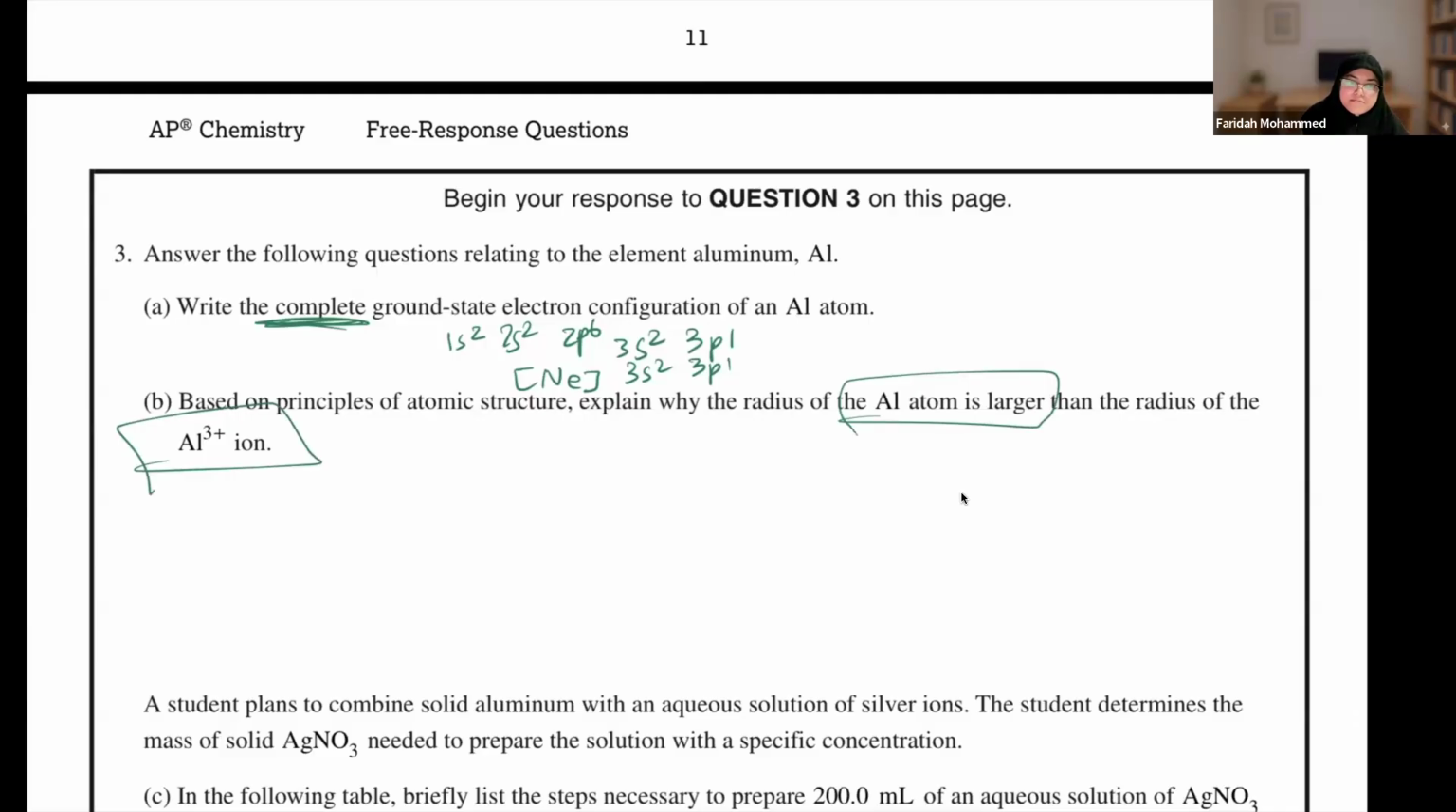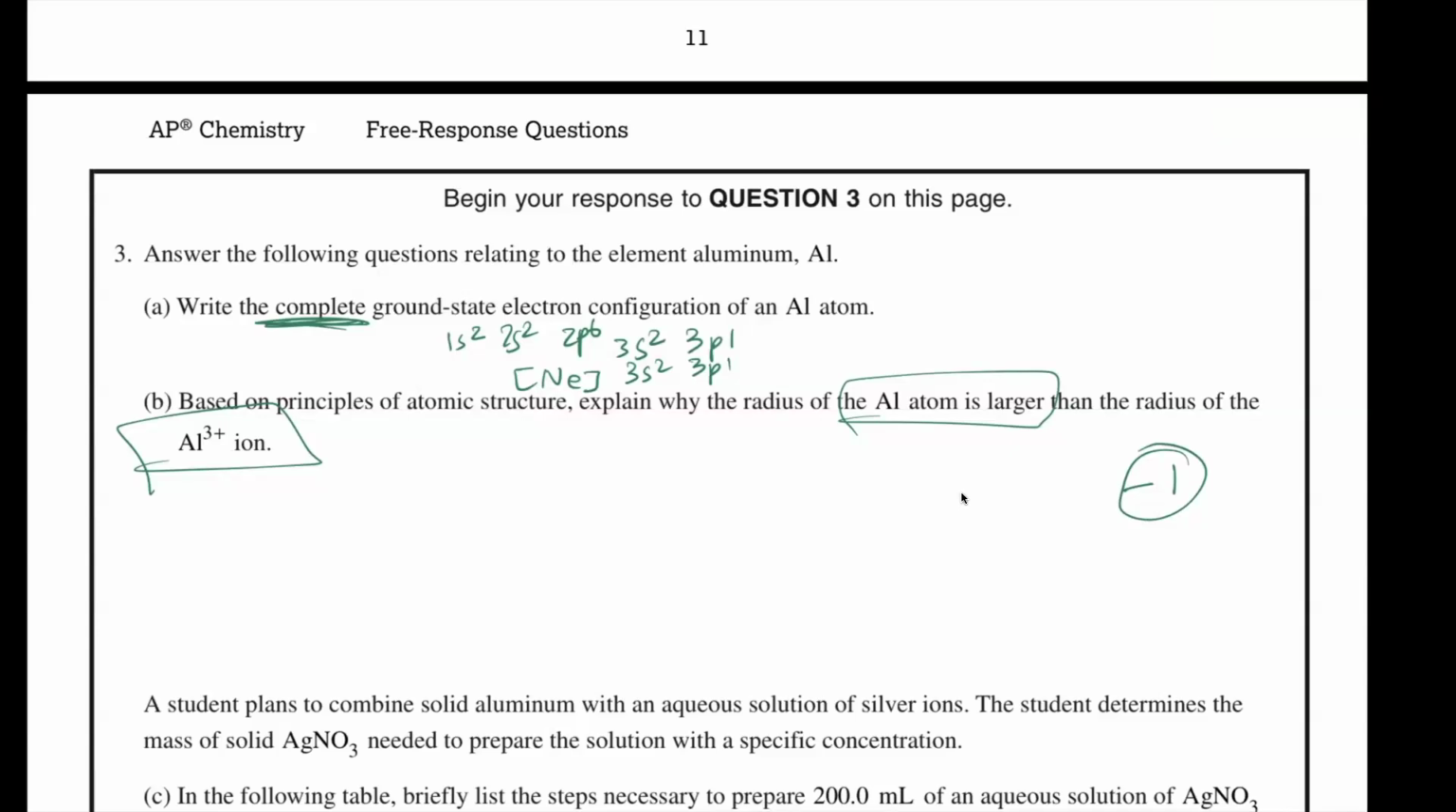Sakit? I put that Al3 plus has less electron shielding than Al, but it still has the same number of protons. This means that Al3 plus has a greater effective nuclear charge, resulting in it having a smaller radius than Al. Wrong. Ayana? Sorry about last time, my mic wasn't working, but for this one, I said the radius of the Al atom is larger than the Al3 plus ion, since the Al atom occupies more energy levels than the Al3 plus ion. Correct. Yeah, you got the point.